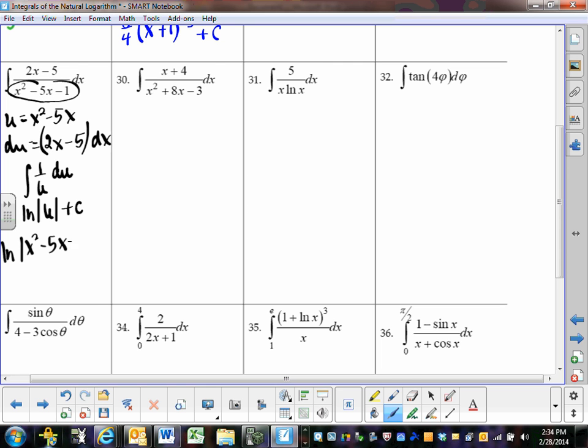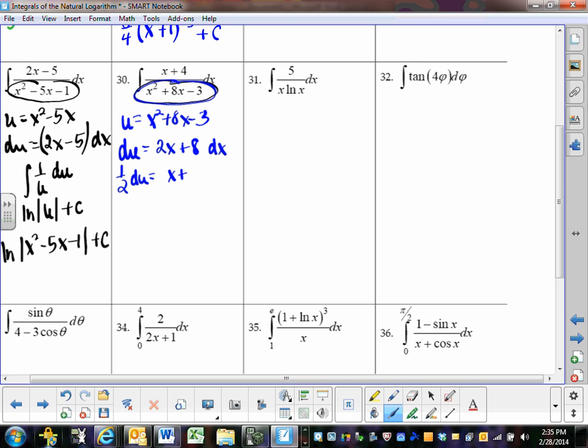Number 27 can be simplified. X squared over x minus 3x over x minus 5 over x dx. So x minus 3 minus 5 times 1 over x dx. So it's x squared over 2 minus 3x minus 5 natural log absolute value of x plus c.